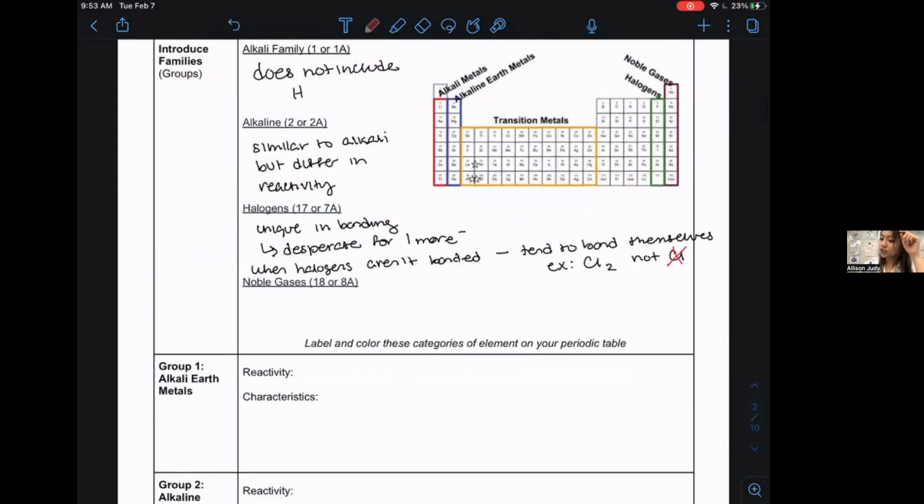And then noble gases, of course, we know are really unique because everyone wants to be like them. We do put helium as a special noble gas, and I'll explain why we consider it special in a little bit.